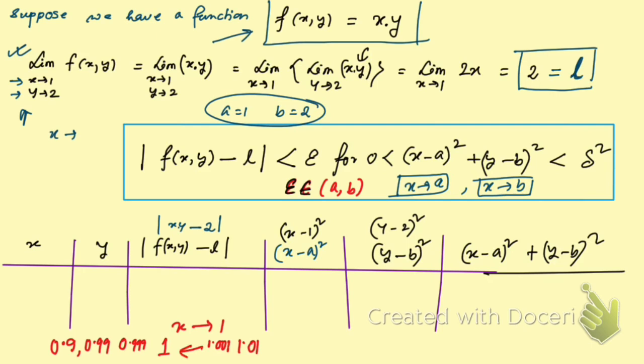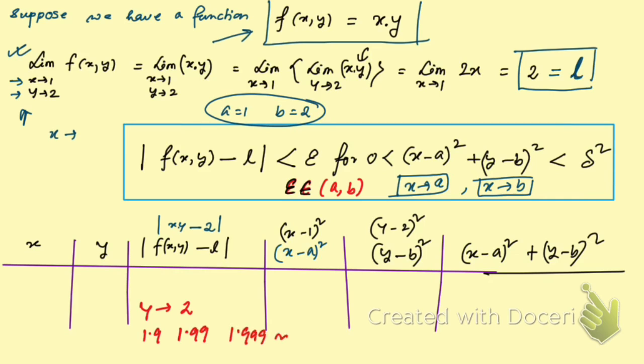It tends towards 1. Similarly for 2, y is equal to 2. So if y tends to 2, then we can consider 1.9, 1.99, 1.999. These values are close to 2, right? So hope you have got my point.